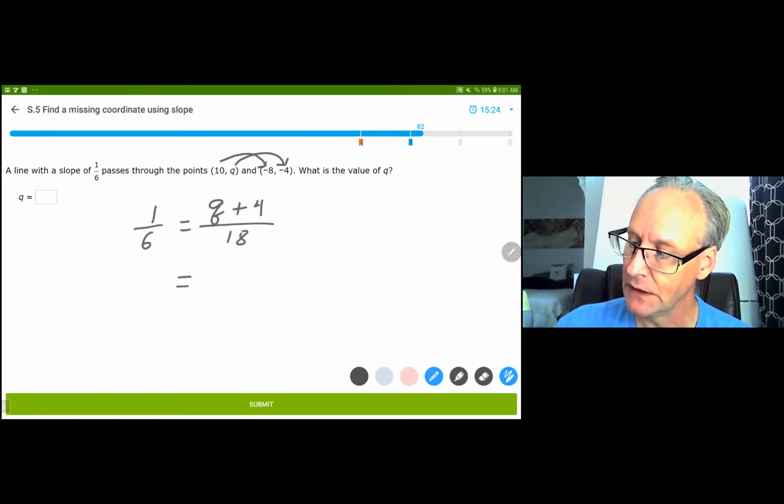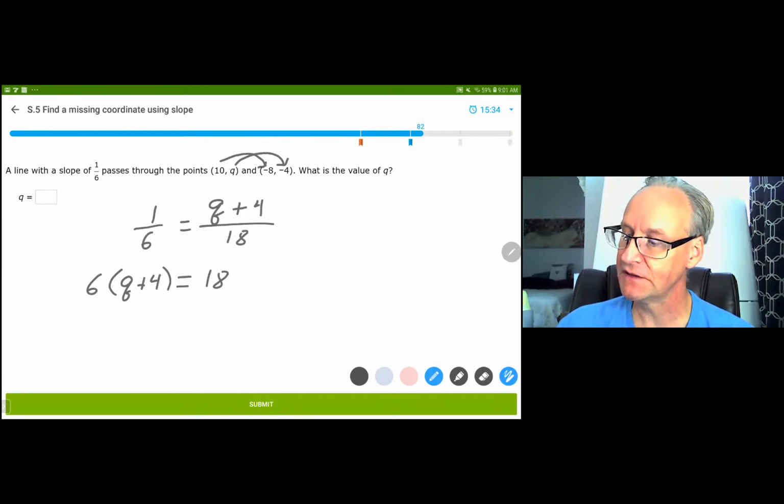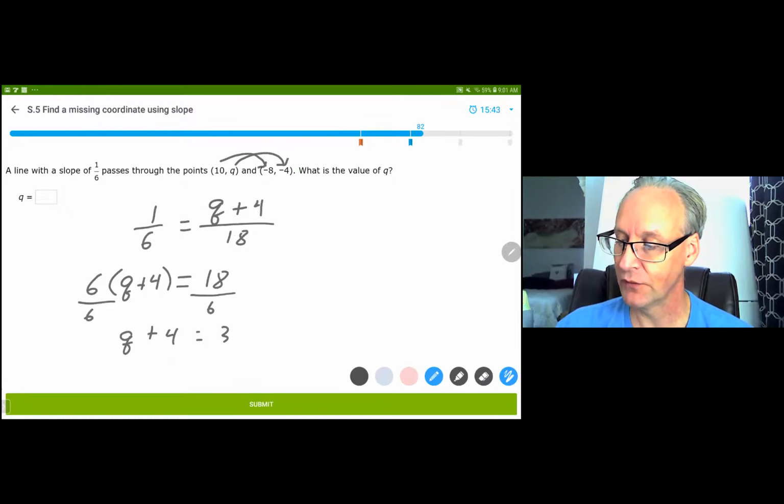I'm going to go ahead and leave the 6 on the outside. You could just as easily distribute it first, doesn't matter. I just happen to like the fact that the 6 is divisible on both sides. So I'm going to divide by 6 on both sides. I'll go ahead and write it. I get q plus 4 is equal to 3. I'm going to subtract 4 from both sides and get q equals negative 1.